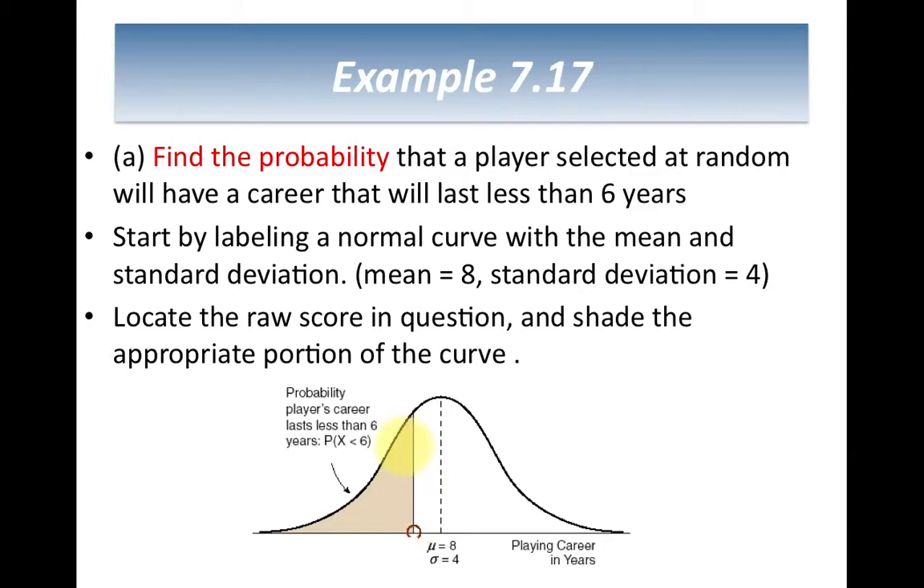We're being asked to find the probability, which is the area, that a player will have a career that will last less than 6 years. So if 6 is right here, less than 6 is everything to its left. So the area shaded in should be all the area to the left of x equals 6.